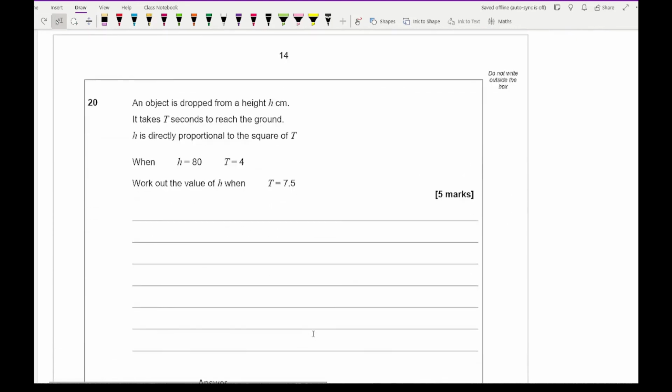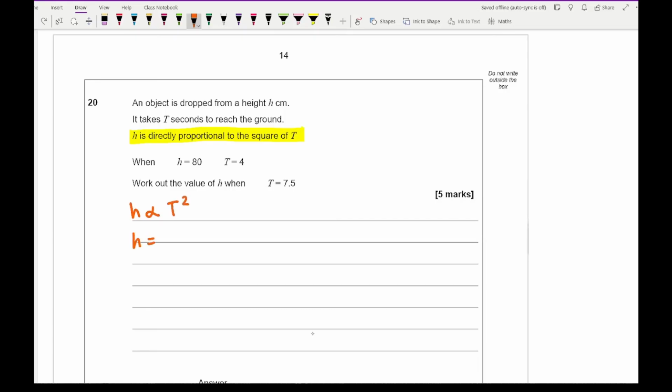Moving on to question 20, it says that an object is dropped from a height h. It takes t seconds to reach the ground. h is directly proportional to t squared. So I think this kind of tells us what topic this is going to be related to, which is direct proportion. We've got our h and t values. We then want to work out an h value when we're given a t value. So for this, we want to start by writing the notation. So h is directly proportional to t squared.